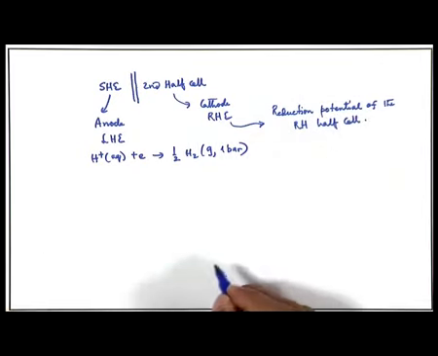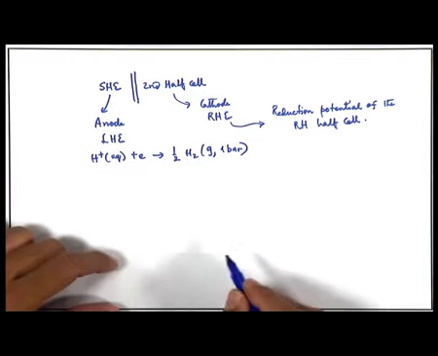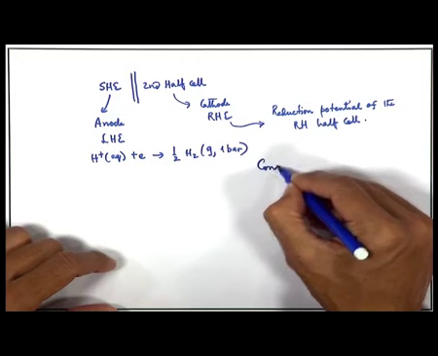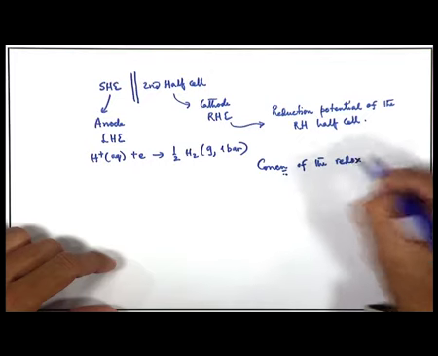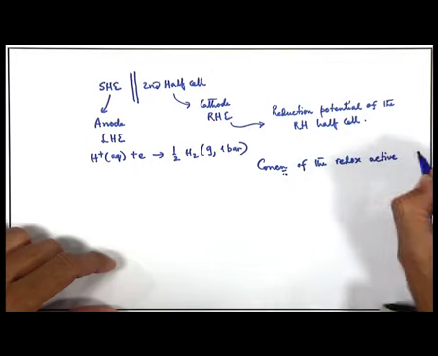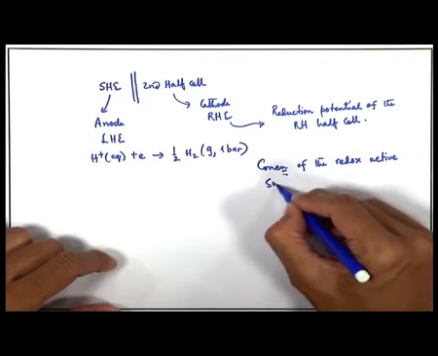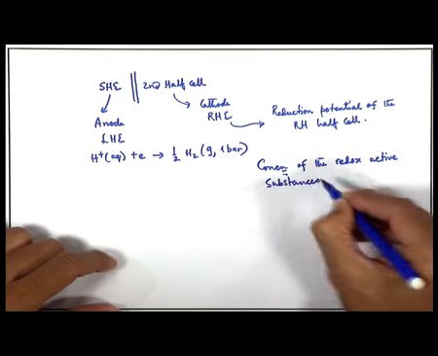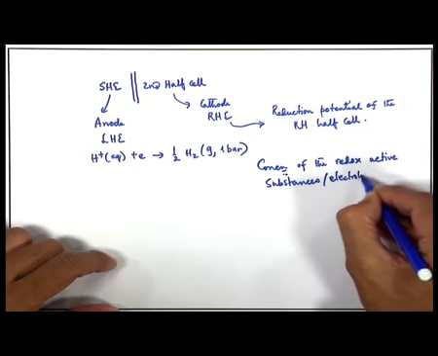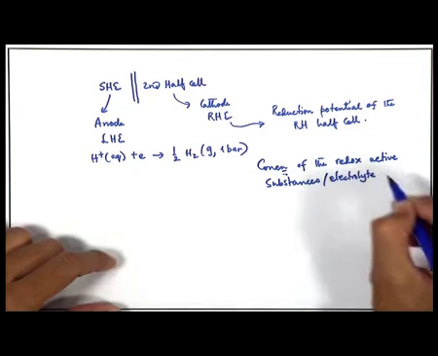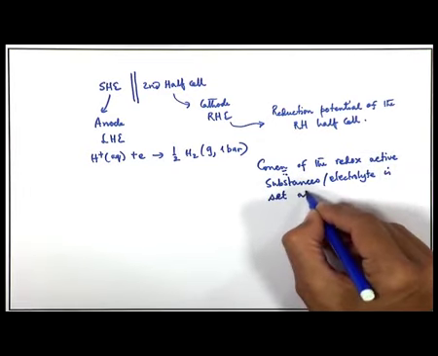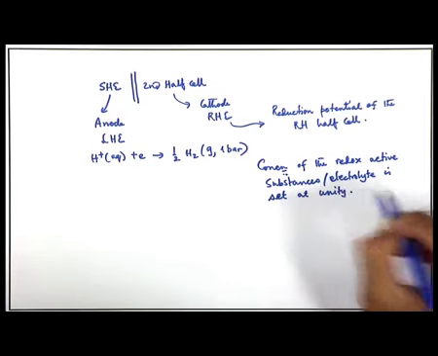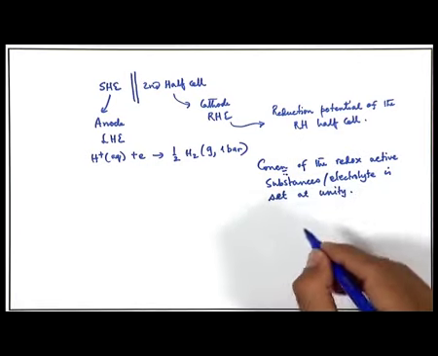Okay. So, in this case the concentration of the electrolyte, or the concentration of the redox active substances, or electrolyte associated with the electrode, is set at unity.